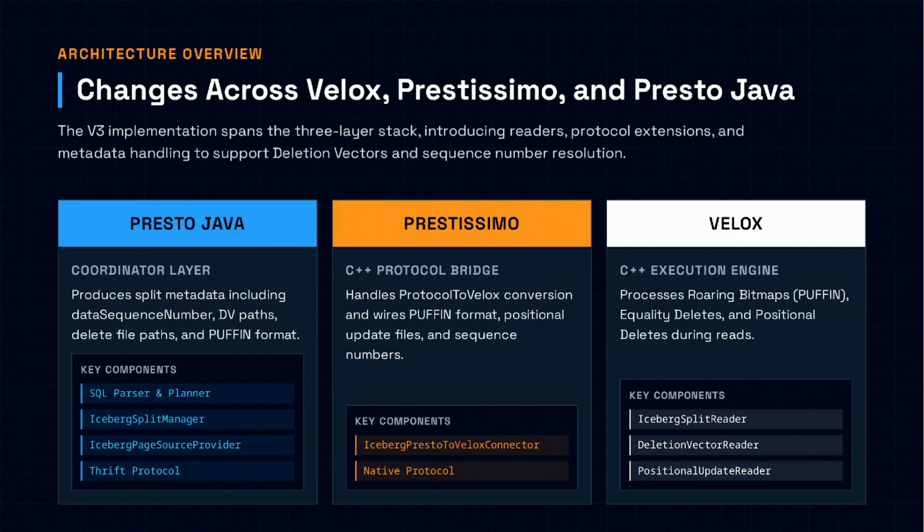Like I said, the changes have been across the stack: Presto Java, Prestissimo, and Velox. The planning phase happens in the first layer, and all the plumbing happens there. Then Prestissimo just does the Presto to Velox conversion. And the Velox stack is where all the DV and data file manipulations happen.